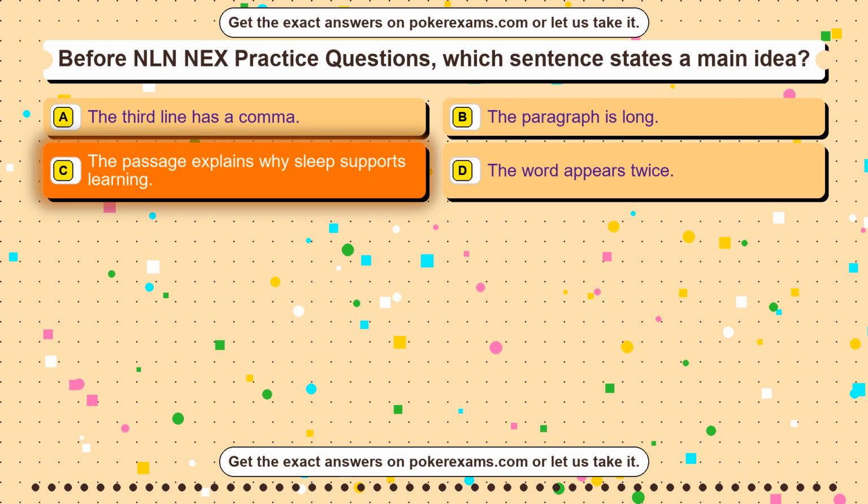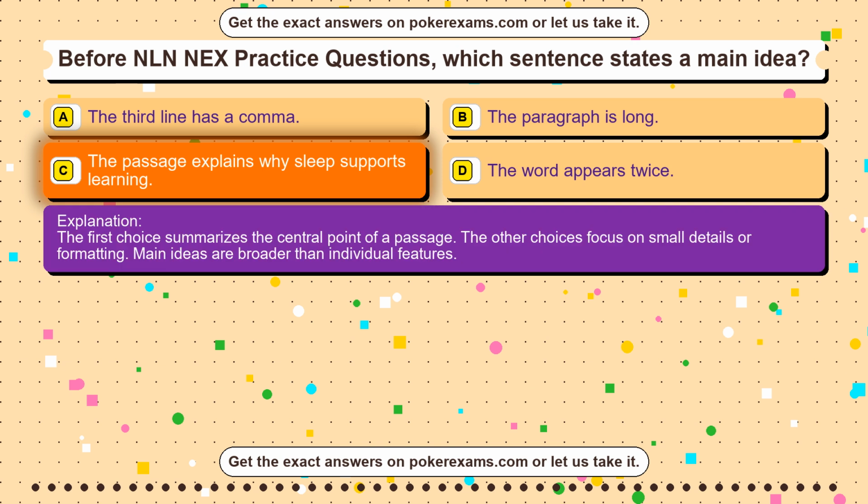The passage explains why sleep supports learning. The first choice summarizes the central point of a passage. The other choices focus on small details or formatting. Main ideas are broader than individual features.